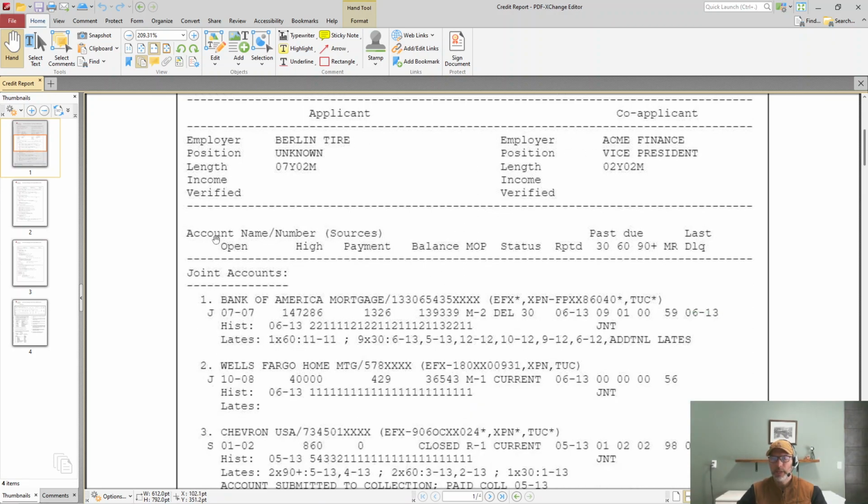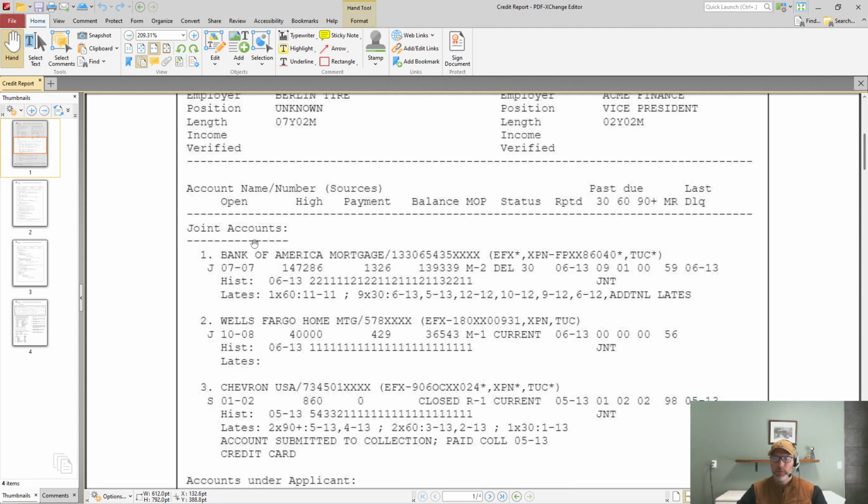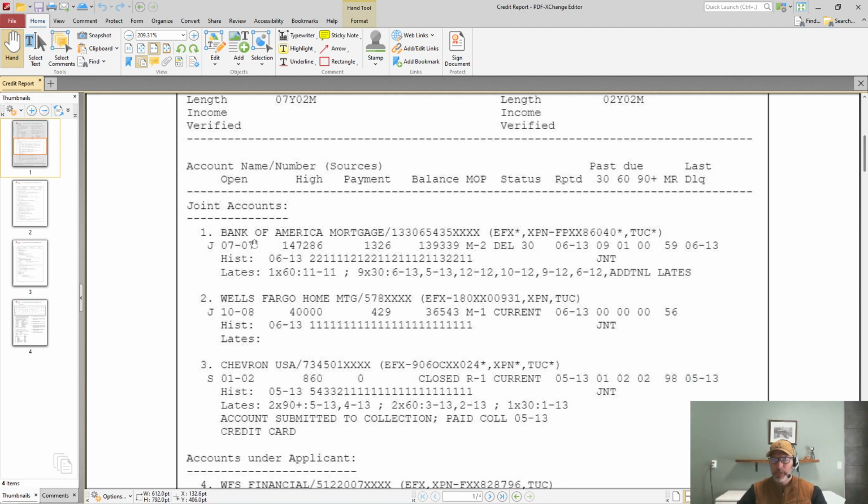And then we get into the accounts. And again, I'll say this person's credit is not the best. It's not very good, actually. And if someone was applying for a loan, this borrower would probably struggle, because when you look into their payment histories, they have a lot of lates.